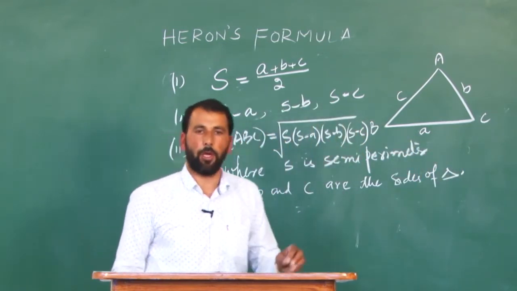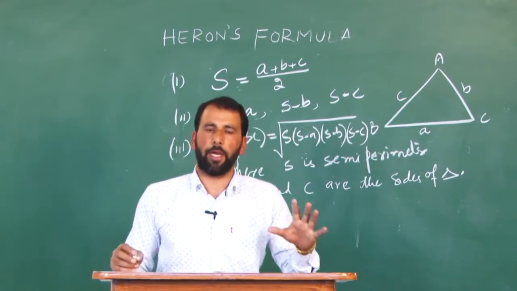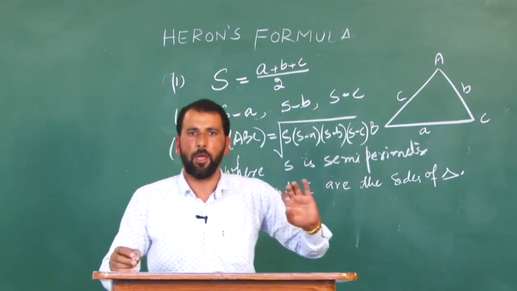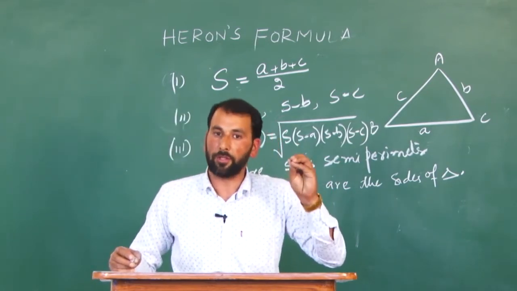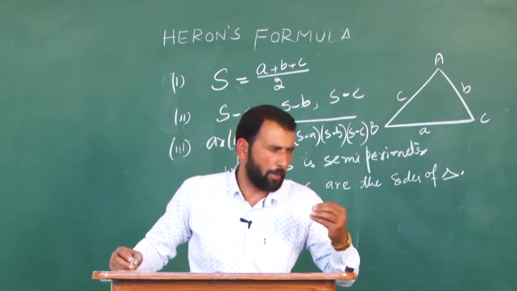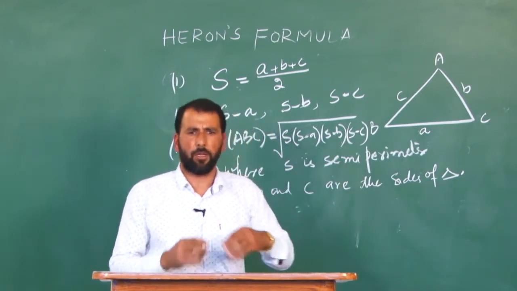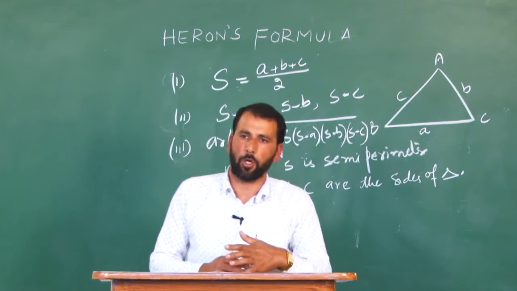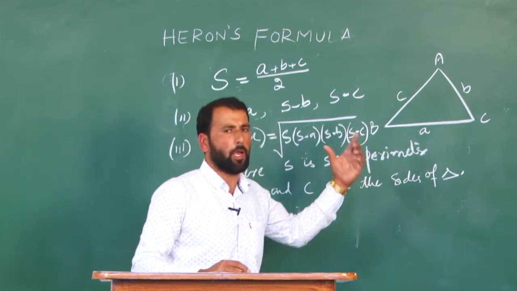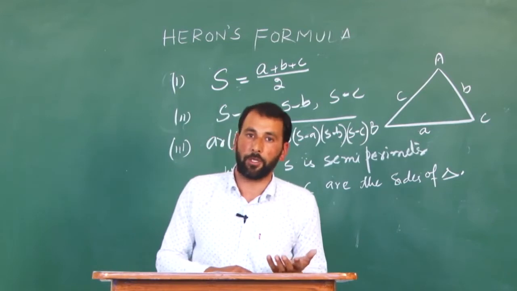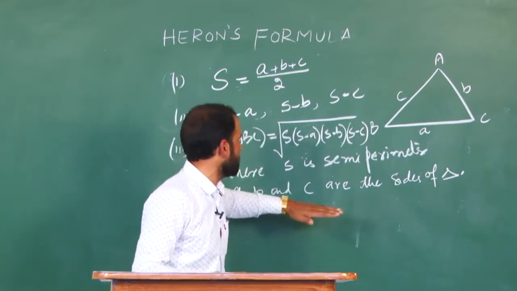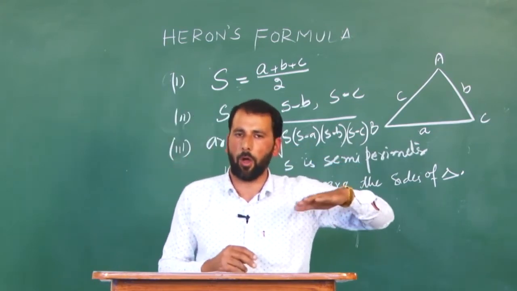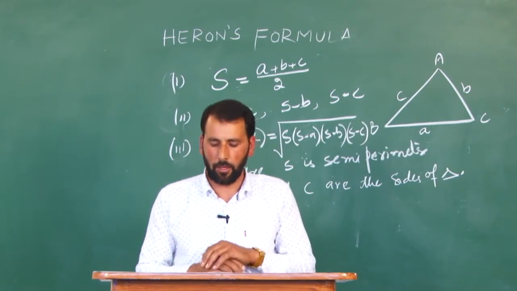So Heron's formula is used when all the three sides of a triangle are known, and this formula is applicable for all triangles provided their three sides are given. When we have a right angle triangle whose three sides are given, we can use this formula. When we have an equilateral triangle, we can use this formula. When we have an isosceles triangle whose two sides are the same and one side is different, we use this formula as well. So Heron's formula is applicable for all triangles when three sides of a triangle are given.